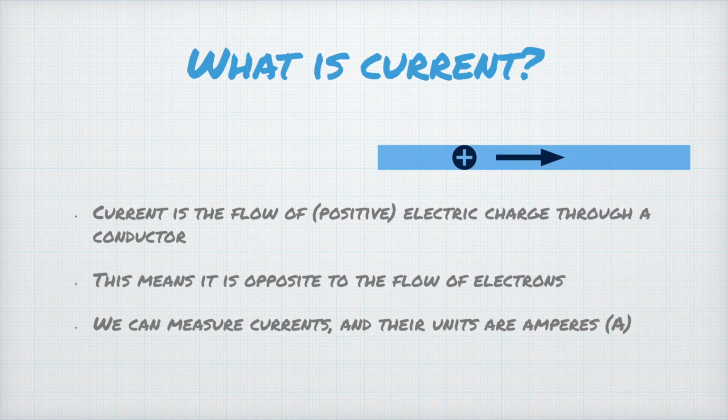A wire is made up of metal atoms. We can think of the protons in these metal atoms as fixed charges, and the electrons as moving charges. We define current as the flow of charge, but since electrons are negatively charged, their direction of movement is actually the opposite of the direction of current. We can measure this flow of charge, which has units of amperes, and we abbreviate amperes as the letter A.